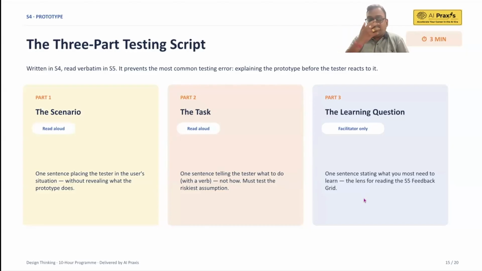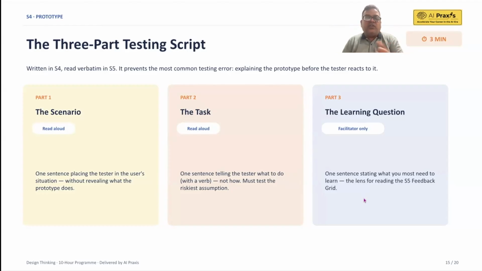So your prototype is actually ready, but before you test it, you need a testing script. And then you may ask why? Because the biggest mistake during testing is explaining the prototype. The moment you start explaining it, you influence the user's behavior. So a good testing script has 3 parts. First is the scenario, second one is the task, and third one is the learning question. So a scenario will set the context in one sentence, helps the user imagine the situation, but doesn't reveal how your solution works.